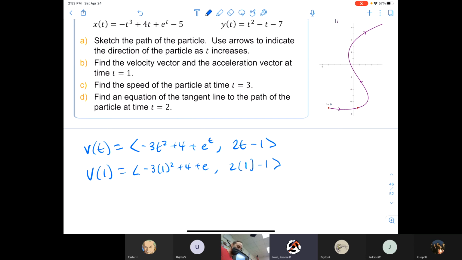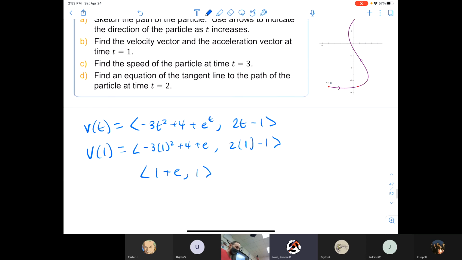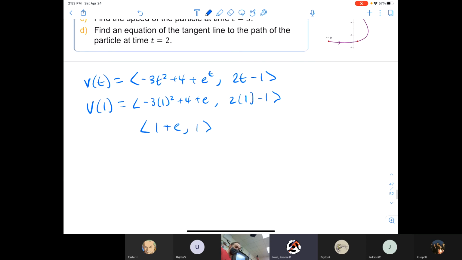See, this would be -3 plus 4. That's a 1. It's 1 plus e, comma 1. Okay. And then it also wants the acceleration vector. So for our acceleration vector, we just take the derivative again, which should be equal to -6t plus e to the t, comma 2.